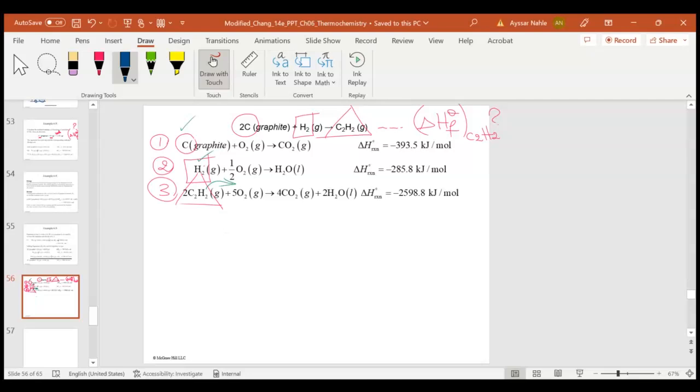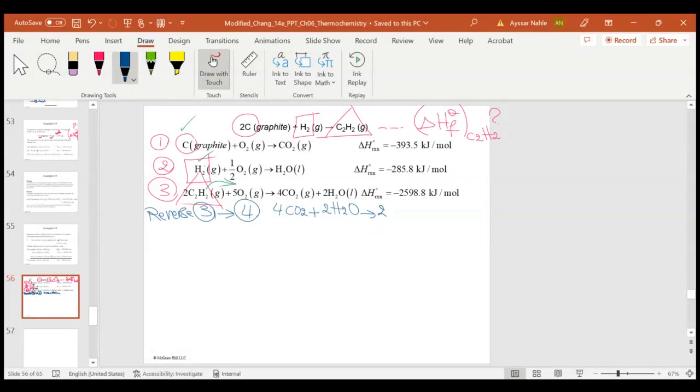CO2, and where is CO2? CO2 is in here. Actually, I'm going to reverse equation number 3, and this will change to a new equation, which is equation number 4. Yeah? Now, equation number 4 will be 4CO2 plus 2H2O. I'm not going to write liquid or whatever.